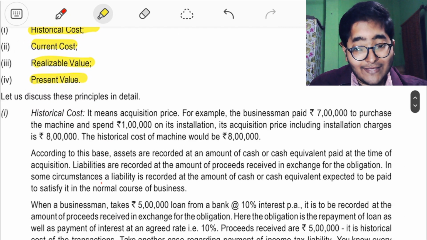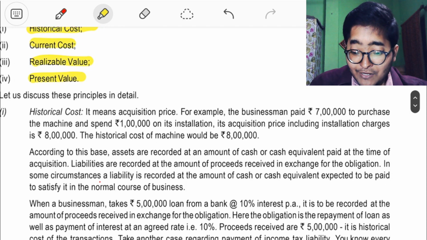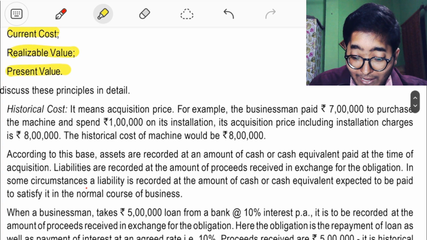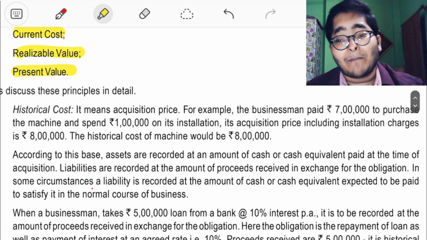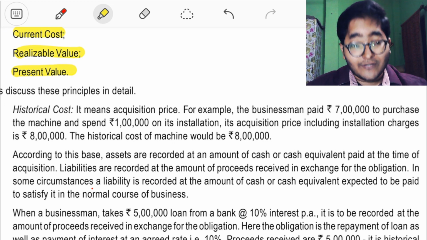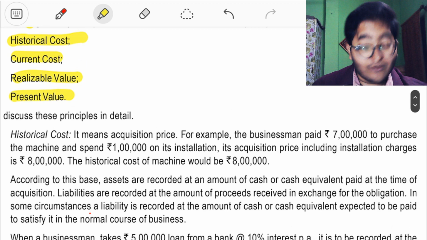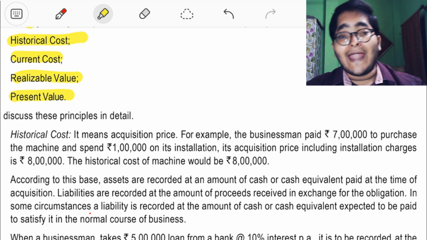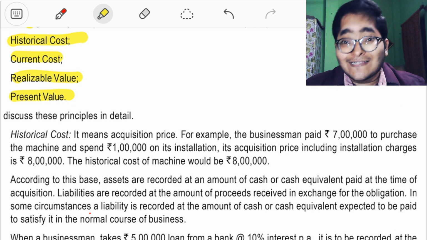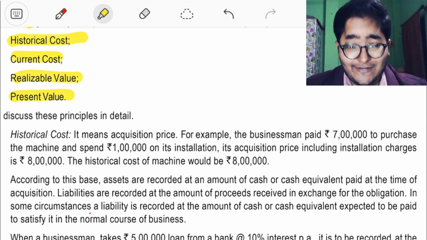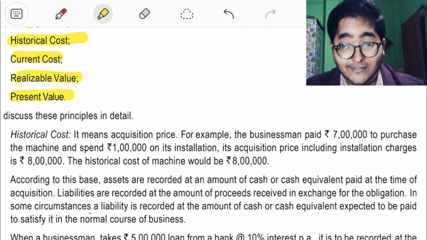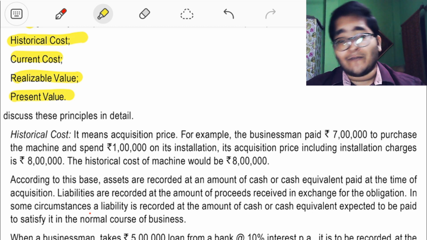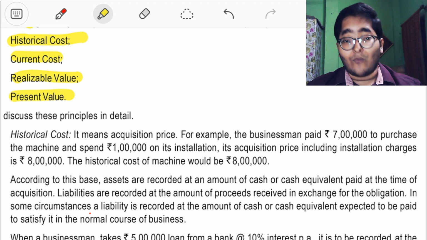The number 1 is historical cost. So, what do we understand by the term historical cost? In our part 1 video and also the part 2 video, we have discussed this topic, historical cost. The cost that is paid by the business or the enterprise to acquire an asset or a fixed asset is known as the historical cost. Historical cost is the cost of an asset that is incurred by the company or an enterprise to acquire it.